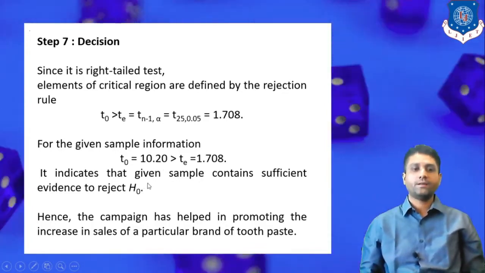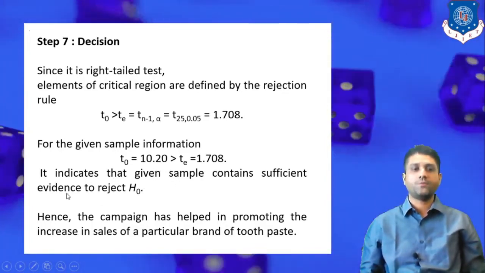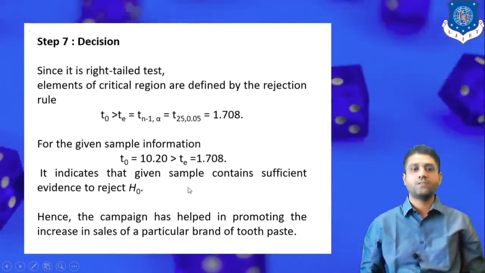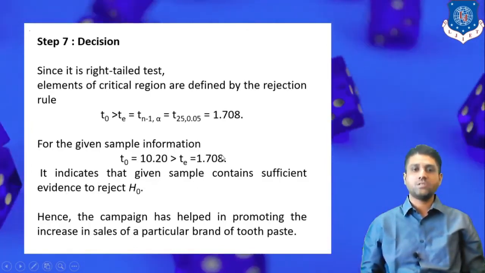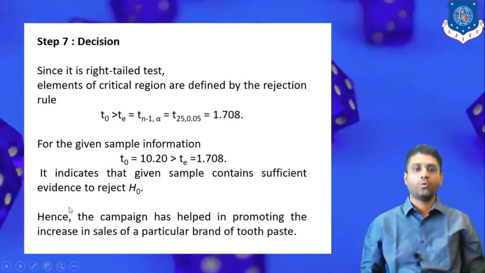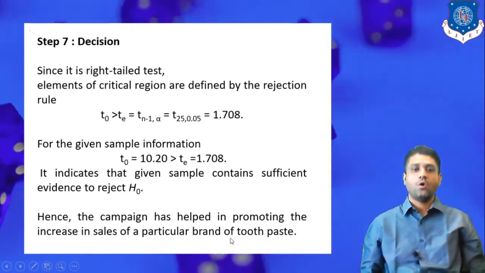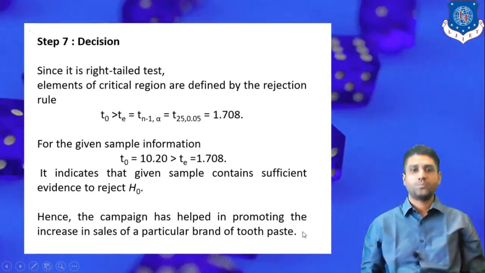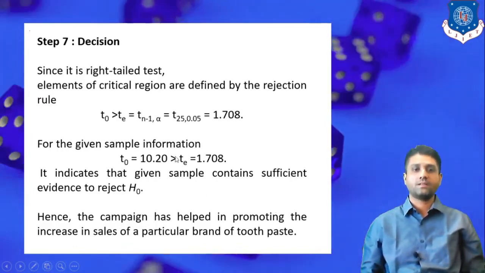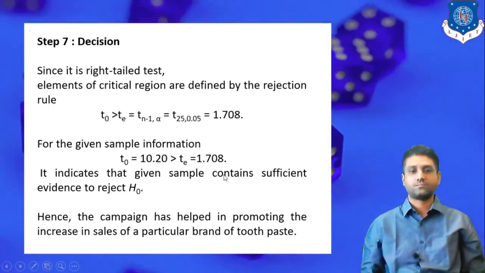So it indicates that the given sample contains sufficient evidence to reject H0. If this condition is satisfied, it means that there is enough evidence to reject the null hypothesis. Hence the campaign has helped in promoting the increase in sales of the particular brand of toothpaste, because we assume the null hypothesis against this.